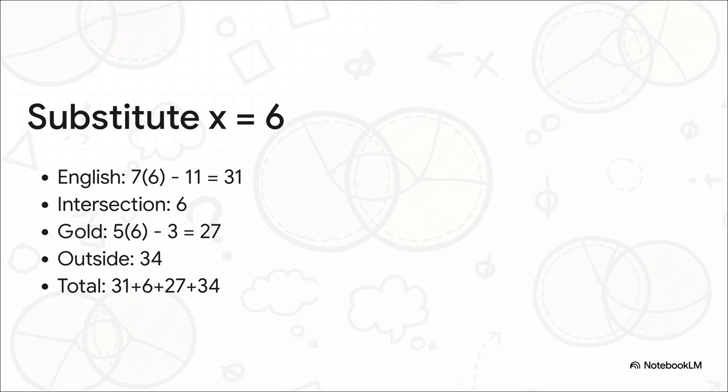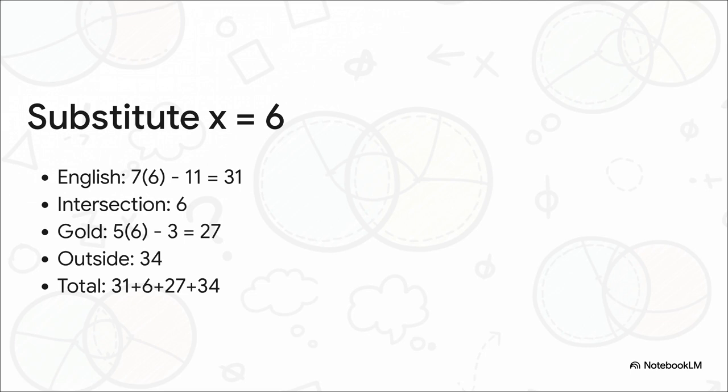First, the English-only region, 7x minus 11. That becomes 7 times 6, which is 42, minus 11, that gives us 31. Next, the intersection, the both category is just x, so that's simply 6. Then, the gold-only region, 5x minus 3 becomes 5 times 6, which is 30, minus 3, leaving us 27. And finally, do not forget the metals sitting completely outside the circles. The diagram explicitly tells us there are 34 of those.